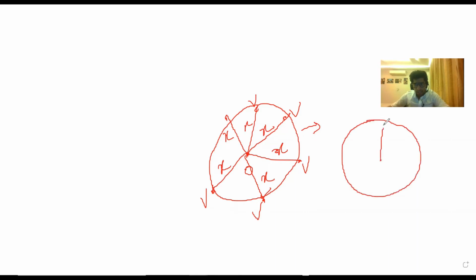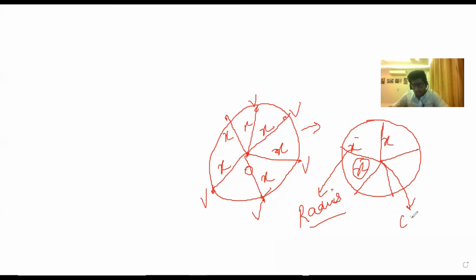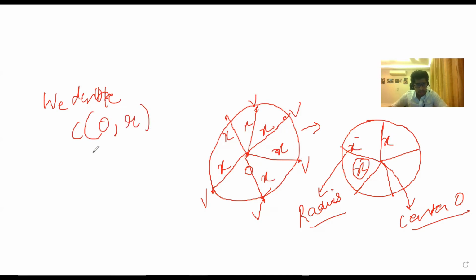The distance from the center to the circumference is always constant, and we call that distance the radius of the circle. So this X is the radius, and this is the center O of the circle. We theoretically denote a circle as C(O, R), that is the center and the radius. Now I would proceed with the chords on a circle.